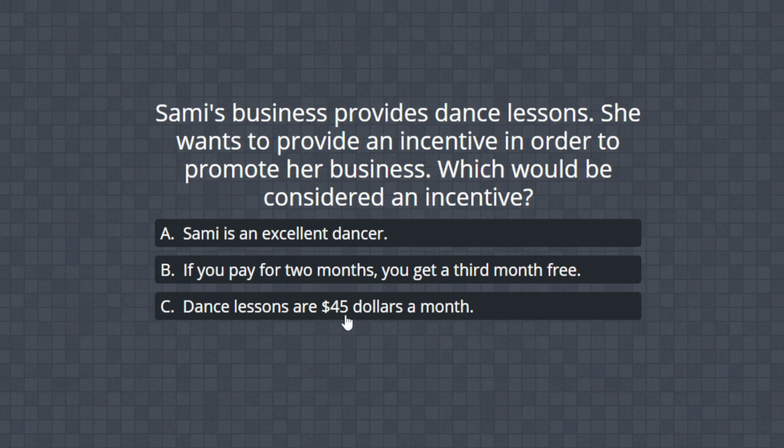C. Dance lessons are $45 a month. Well, maybe it's on sale, but this answer doesn't say that it is on sale. So in this question, it isn't saying that this is on sale. It is $45 a month. I think B would be the best answer, because if you pay for 2 months, then you get a whole 3rd month for free. And it encouraged Sammy to pay for the 2 months, get a 3rd month free, and get the dance lesson. I'll choose B.